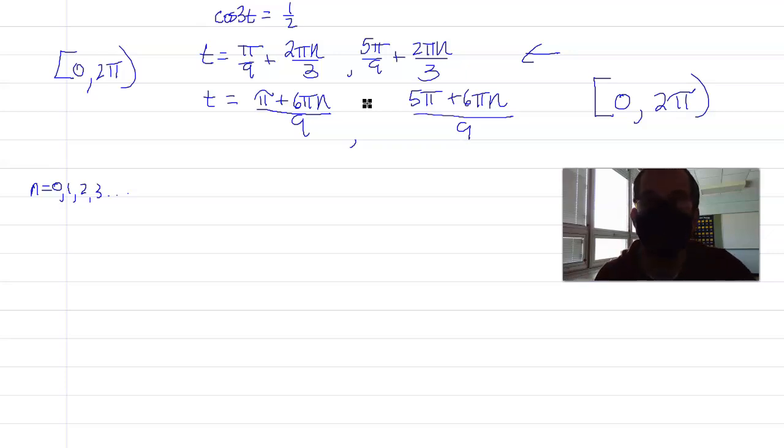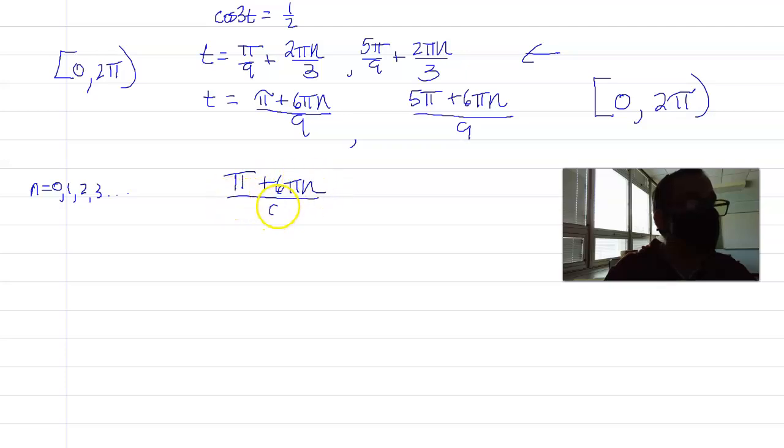Basically, what I need to do is take different values of n, like n equals 0, n equals 1, n equals 2, and keep plugging them into these different expressions until I'm outside that 0 to 2 pi range. And the other thing is, we took the time to make it all one big fraction. That makes this job way, way easier. So if I let n equal 0, for instance, and I plug 0 in for n right here, I get my first answer of just plain old pi over 9.